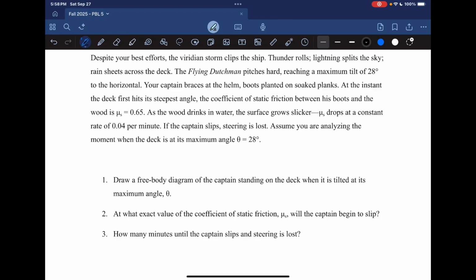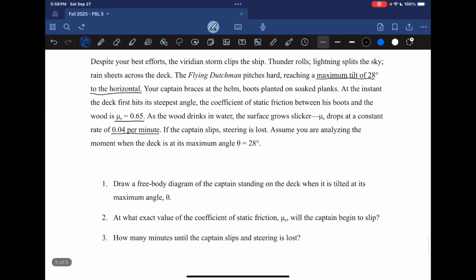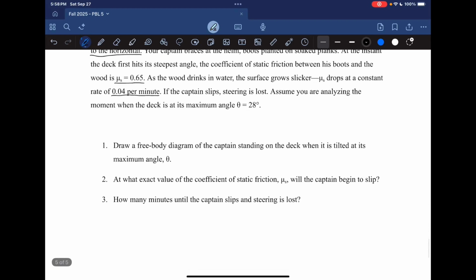For this last problem, we have that the ship is pitching hard in one direction, reaching a maximum tilt of 28 degrees to the horizontal. The captain, standing at the helm, has a coefficient of static friction between his boots and the wood. This is equal to 0.65. The surface is growing slicker, though, dropping at a constant rate of 0.04 per minute. We are analyzing the moment when the deck is at its maximum angle, theta equals 28 degrees.